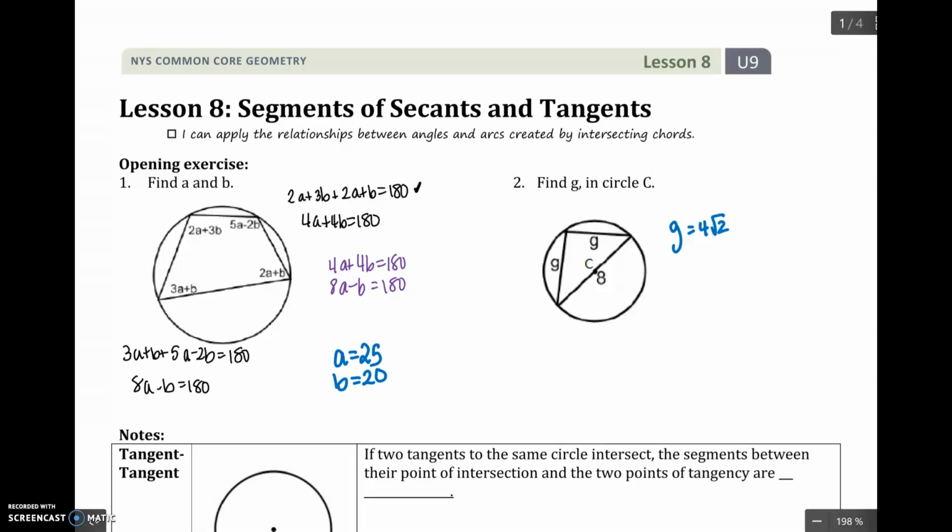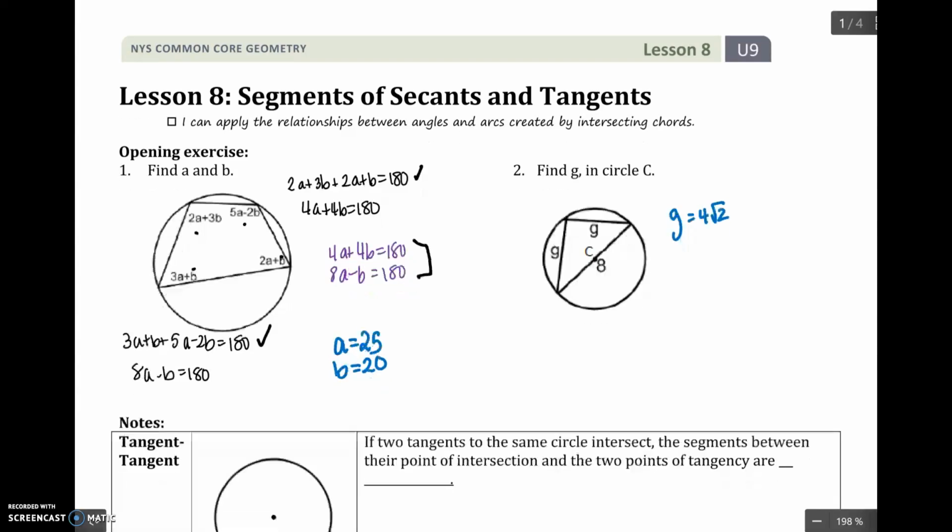So for the first one, we needed to create two different equations because opposite angles in a quadrilateral are supplements. And then when I clean them up and set them up here, I have a system. When you solve that system of equations, A is 25 and B is 20. And for 2, you're either using Pythag or special right triangles to get G is 4 radical 2.